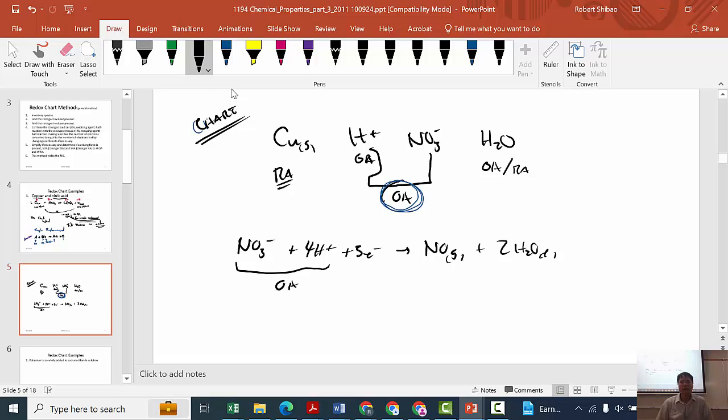If I look at the reducers, copper is a better reducing agent, so it's closer to lithium than water. But for copper, I have to reverse the equation, because off the chart I have copper 2 plus 2 electrons yields copper metal. But we see here copper is not a product. This shows copper as a product. Copper is a reactant. So I need to flip this equation around so that copper solid is a reactant, and that's going to go to copper 2 plus, the product, plus 2 electrons.